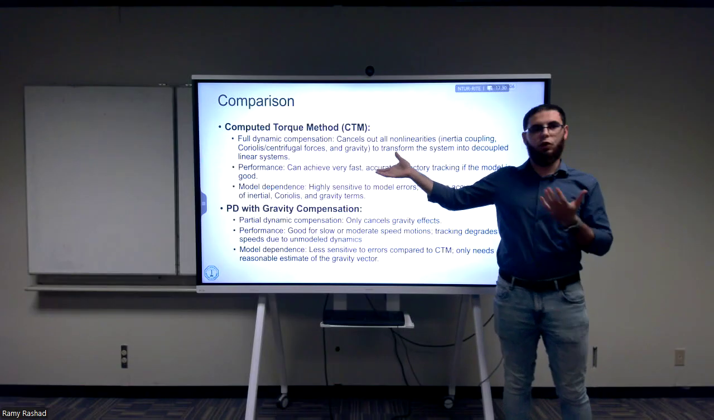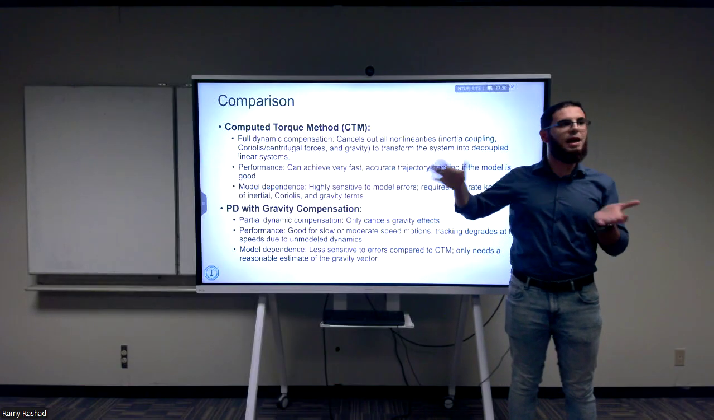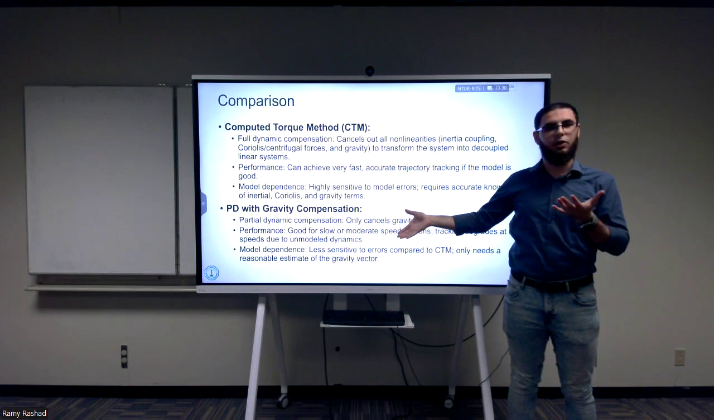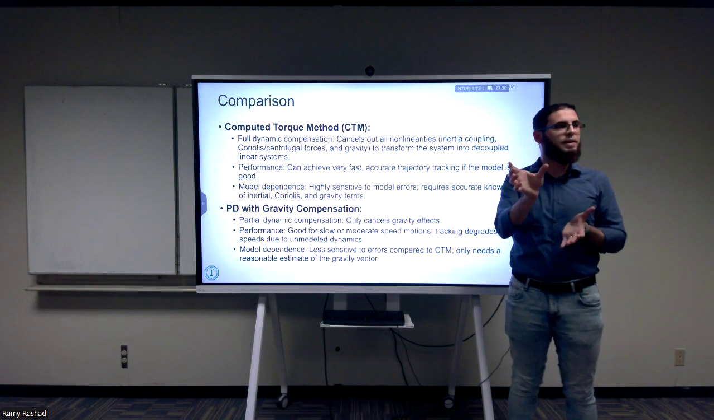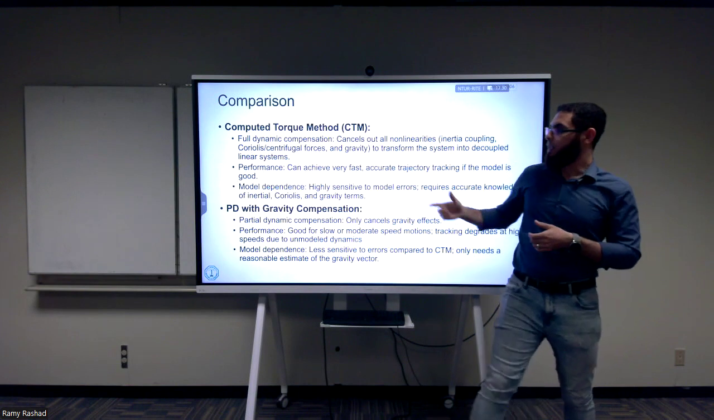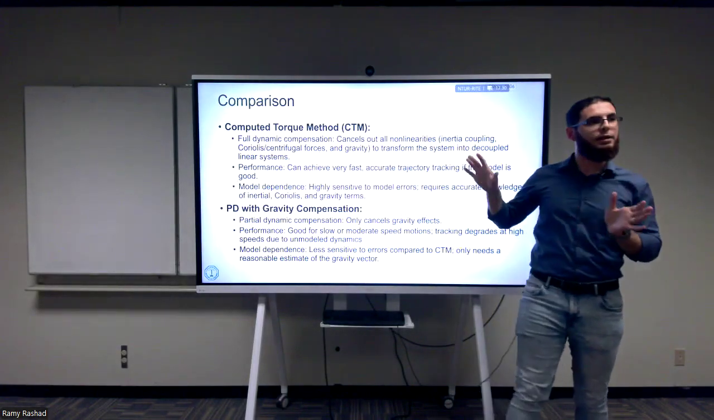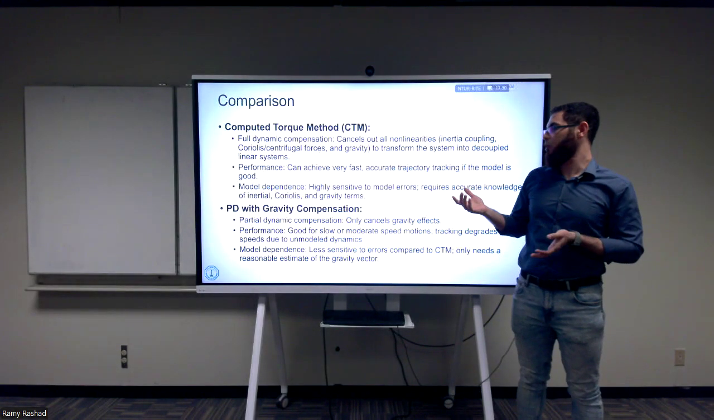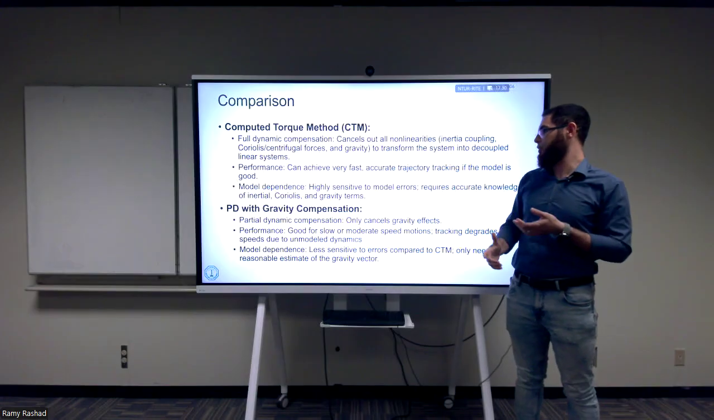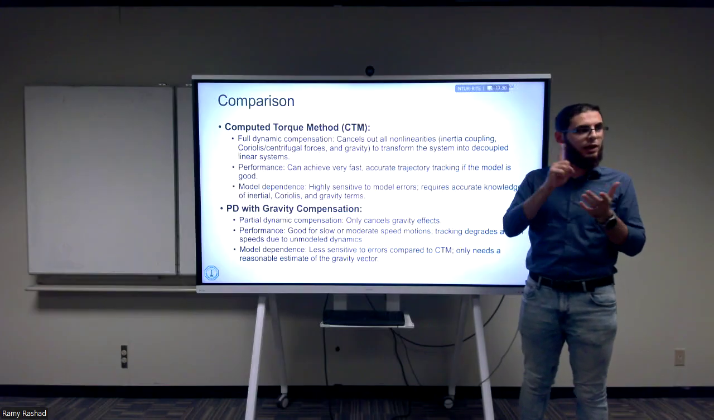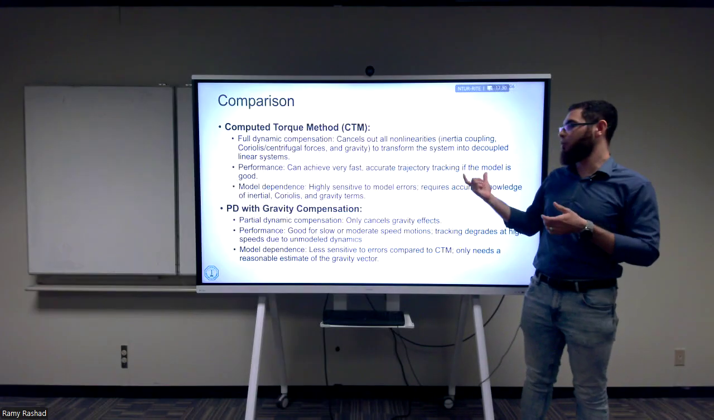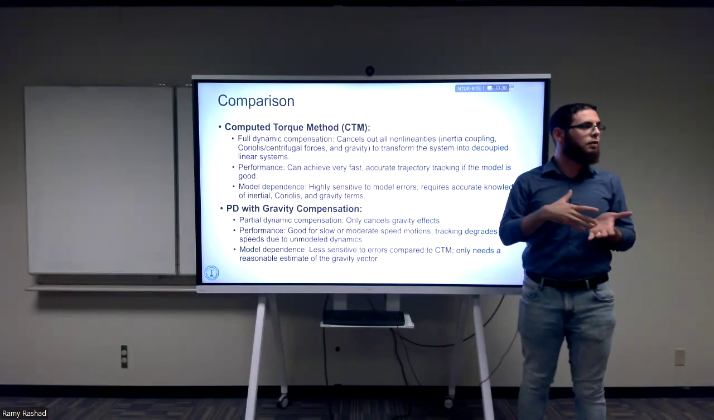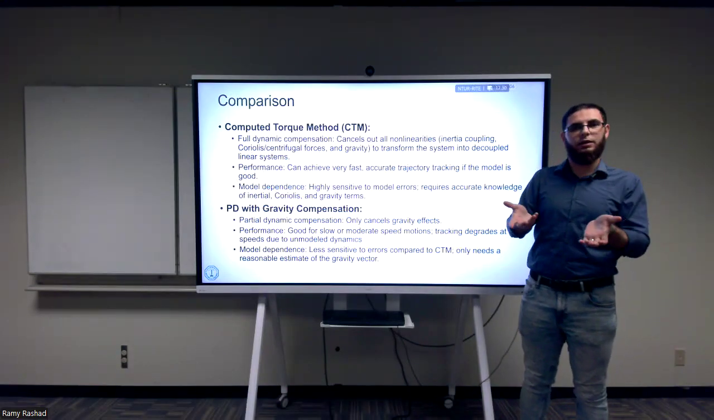So the computed torque method or the feedback linearization kills everything. The PD with gravity compensation compensates only what we need. In terms of performance, the computed torque can definitely get very good performance, very fast, accurate trajectory tracking, if you really know the model, and this is the if. If you know the model, you can get good performance. If not, you're actually injecting error into the problem, okay?